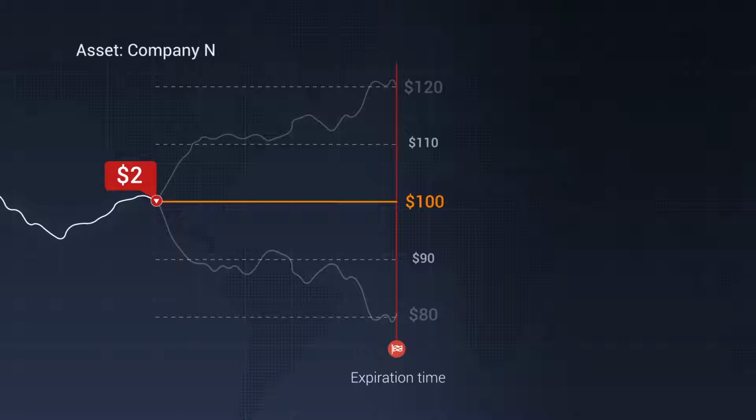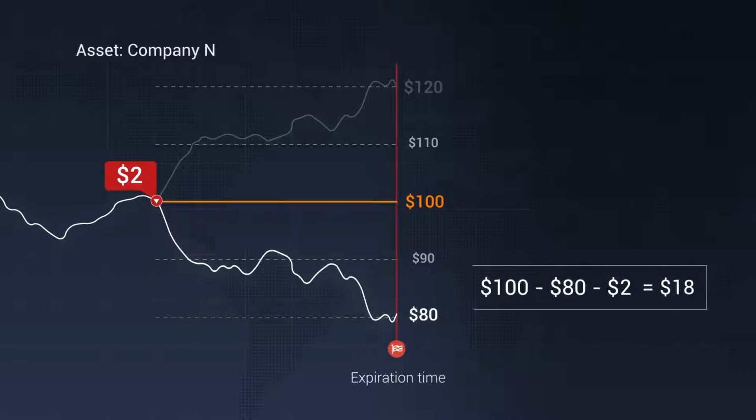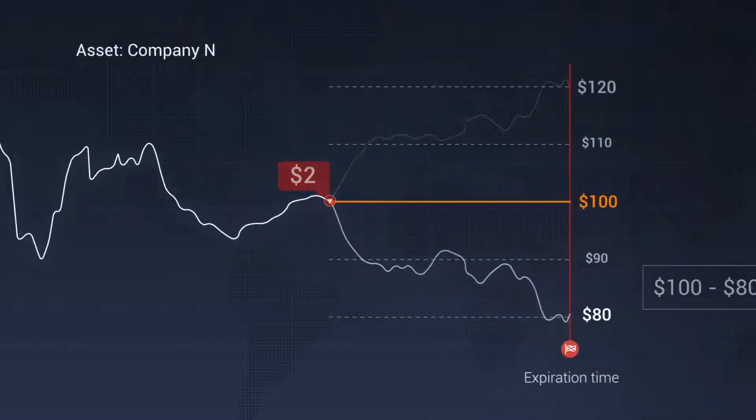With a put option, the option holder has the right to sell shares at a predetermined price. In the example above, where the share price drops, with a put option, the trader can buy the stock at $80 and sell for $100 as set in the option contract, thus making a profit.